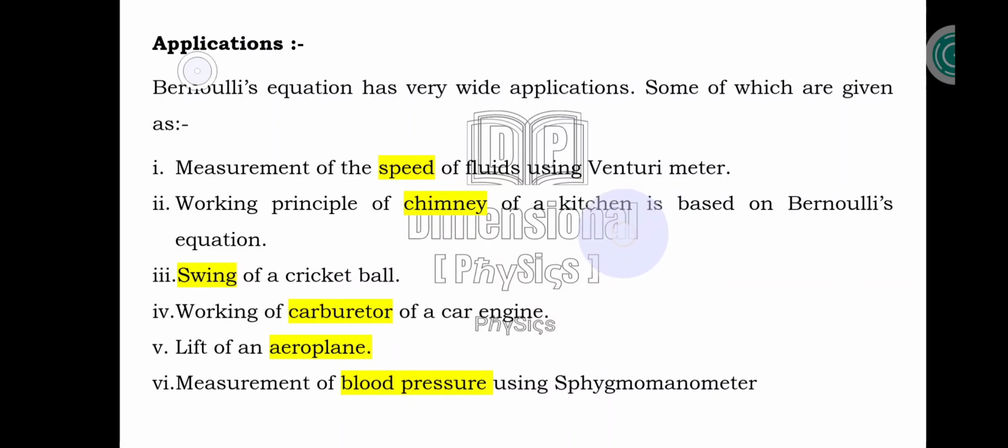So applications, you see, Bernoulli's equation has very wide applications, some of which are given as measurement of speed of fluids using venturimeter. Next, the working principle of the chimney of a kitchen is based on Bernoulli's equation. Swing of a cricket ball, working of carburetor of a car engine, lift of an aeroplane, measurement of blood pressure using sphygmomanometer. Students, these are all the applications.